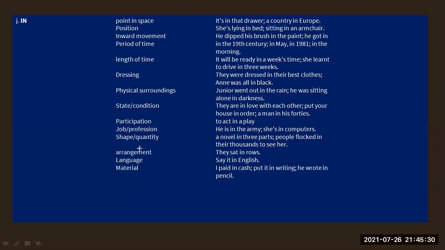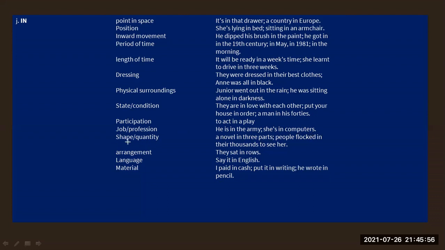Then talking about shape and quantity, all right? But again, let's take a look at job and profession. He is in the army. That shows that is his job. She is in computers. That is her job or her profession, all right?